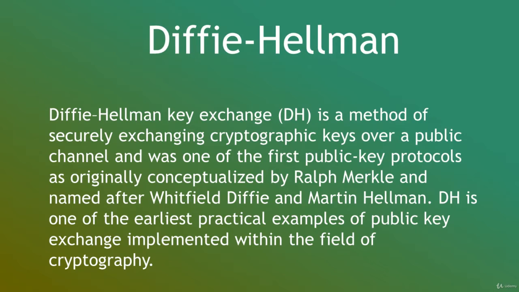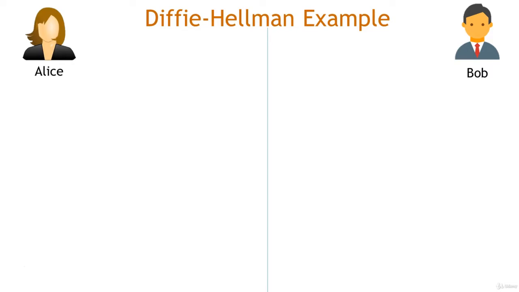and was one of the first public key protocols as originally conceptualized by Ralph Merkle and named after Whitfield Diffie and Martin Hellman. Diffie-Hellman is one of the earliest practical examples of public key exchange implemented within the field of cryptography. We will definitely look at the math behind the Diffie-Hellman key exchange, but before we do that, I'd like to share a very simplified analogy using colors, which may help those students that are better visual learners. The concept of Diffie-Hellman is much easier to understand with this color analogy.